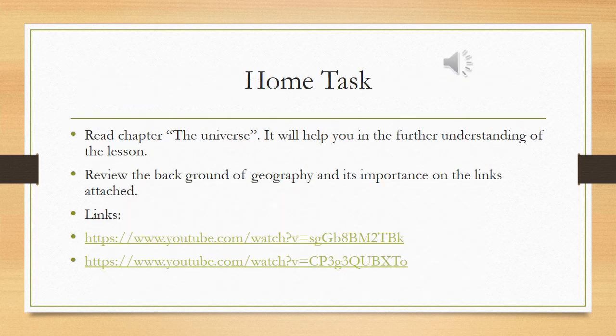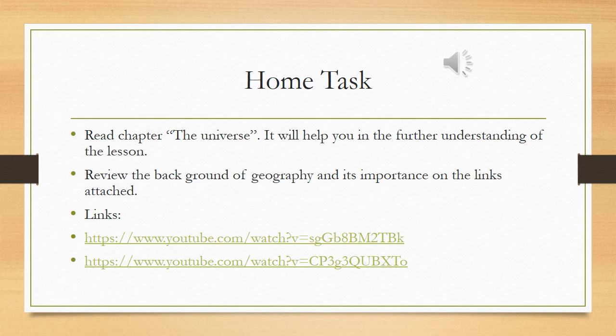So in the last class, I'm giving you a home task related to the topic. Hope you understand the topic. I'm giving you a PowerPoint presentation related to that chapter that gives you a broad explanation about this chapter. Now you have a home task that you have to read the chapter, the universe, completely. It will help you in the further discussion of the lesson.